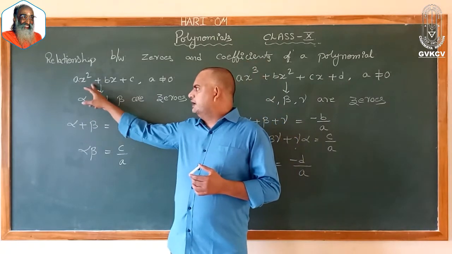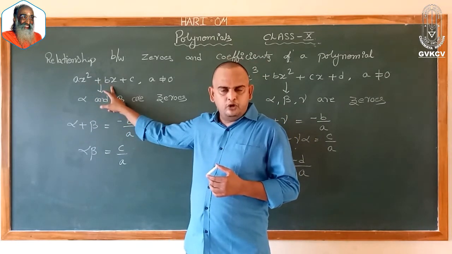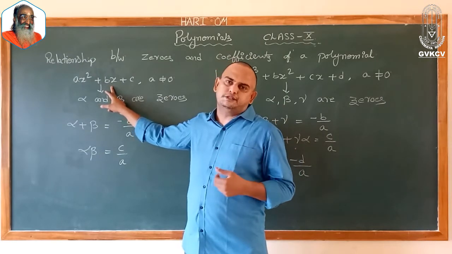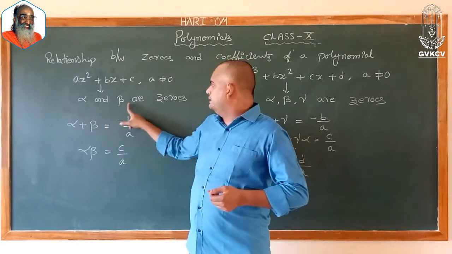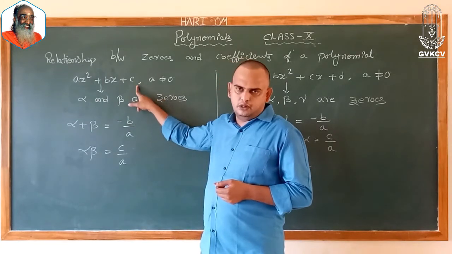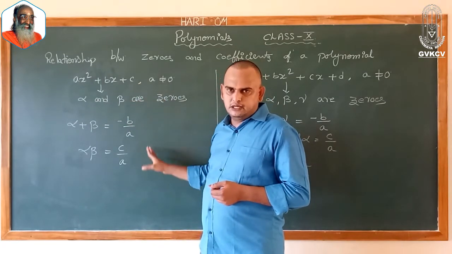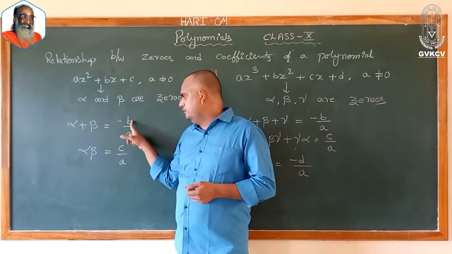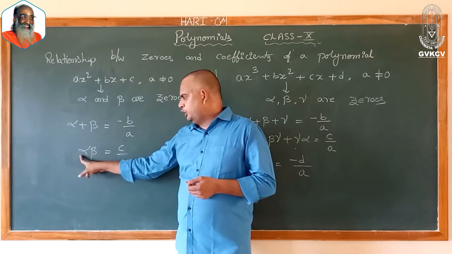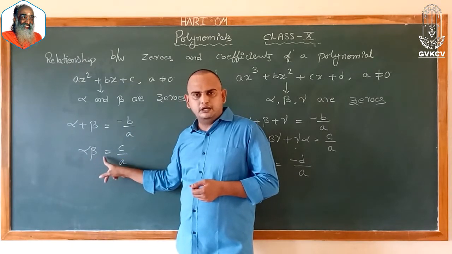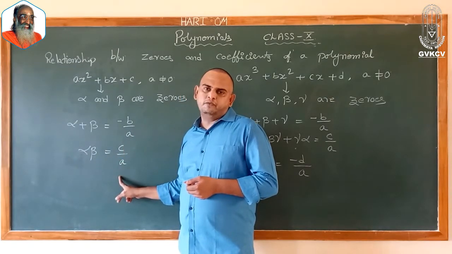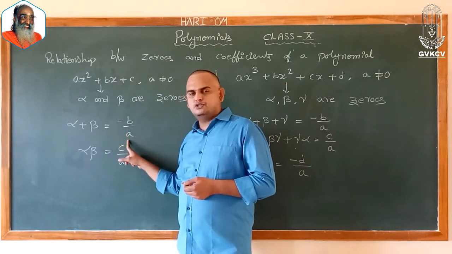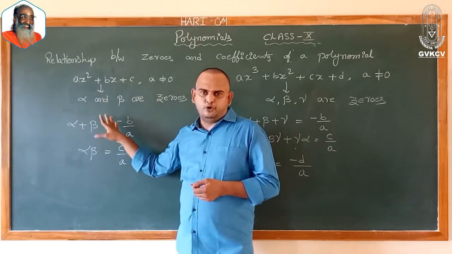As we know, for every quadratic polynomial we have two zeros, meaning two solutions. Alpha and beta are the zeros of this quadratic polynomial. Then what is the relation we have? Sum of the zeros, alpha plus beta, is equal to minus b by a. Product of the zeros, alpha into beta, is equal to c by a. So these are the relations between zeros and coefficients of a quadratic polynomial.